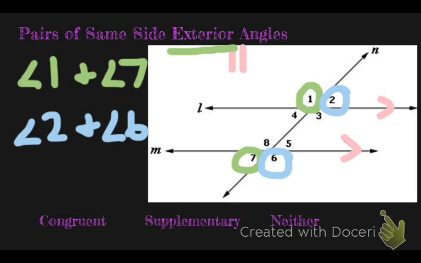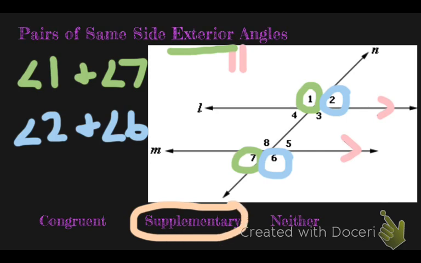We do have an additional question at the bottom of our diagram that we need to answer, and basically that question is, are pairs of same-side exterior angles congruent to one another, supplementary to one another, or neither of those two things? In this case, when we are looking at parallel lines, same side exterior angles will be supplementary to one another.